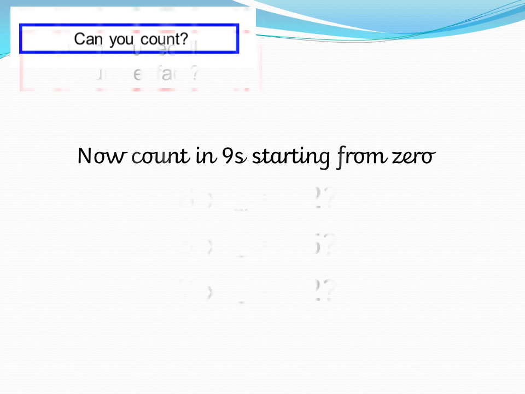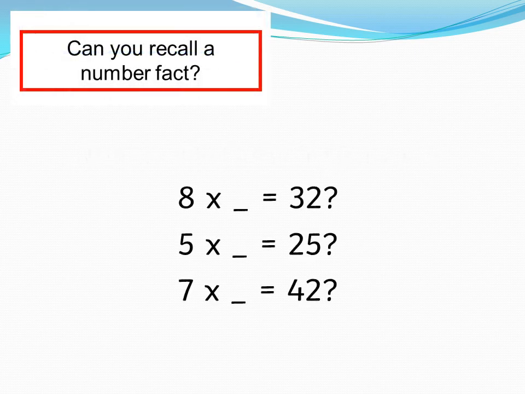Well done. You've got some missing numbers here, and if you are getting confident with your factors and your multiplications, you should be able to do these. 8 times something is 32. What is that something? 5 times something is 25. What could it be? And 7 times something is 42. What could that be? Write down your 3 answers. Pause the video while you do that.